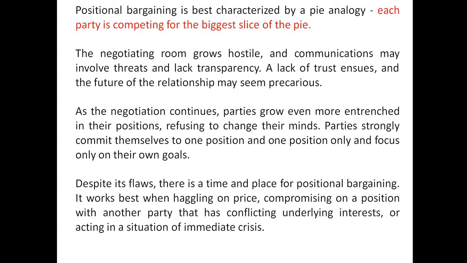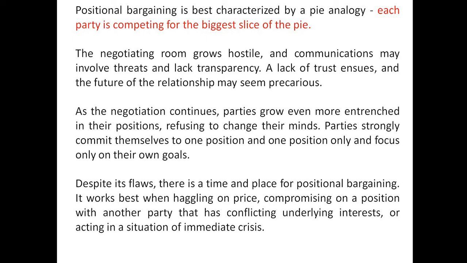The negotiating room grows hostile and communications may involve threats and lack of transparency. A lack of trust ensues and the future of the relationship may seem precarious. As the negotiation continues, parties grow even more entrenched in their positions, refusing to change their minds. Parties strongly commit themselves to one position and one position only, and focus only on their goals.